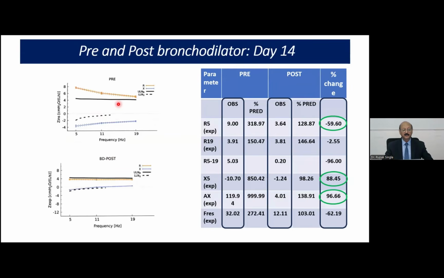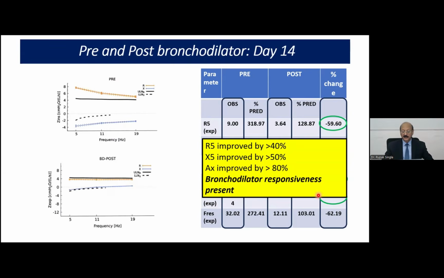If you compare, this was the pre and this was the post. So between pre and post, the percentage change in R5 is 59%. In X5, there is an improvement of 88%. And in AX, that is area of reactance, there is an improvement of 96%.